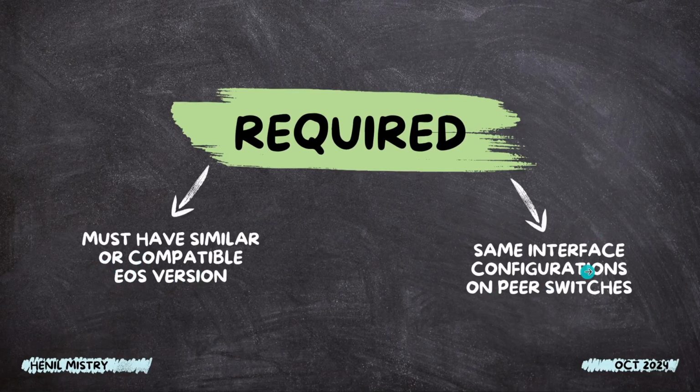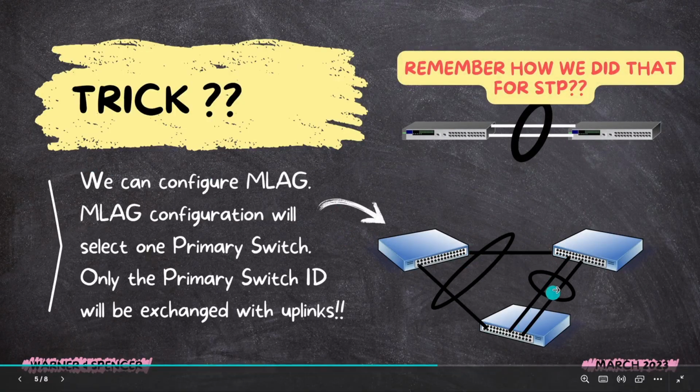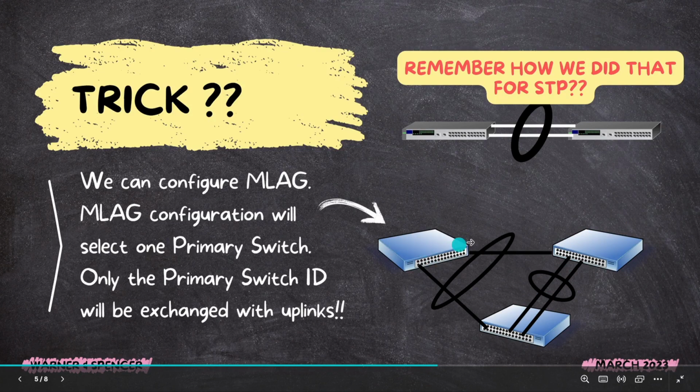Another requirement is the same interface configuration on peer switches. The switches on which we have configured MLAG are both called peer switches. When we have configured MLAG, these both switches will appear as a single logical switch to this switch.